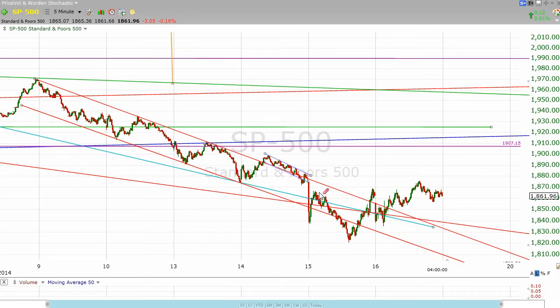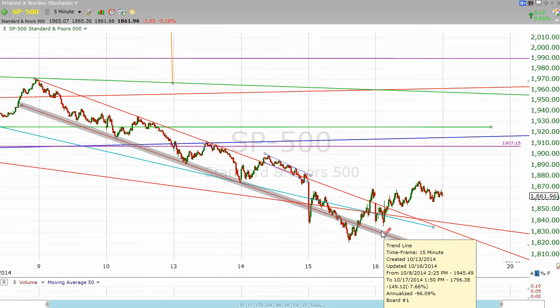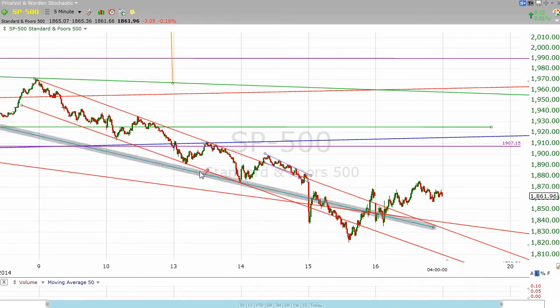Recovered a bit, sold off even deeper. Both the gap and the low yesterday were underneath this trend line. And remember, yesterday we talked about how descending trend lines, when they are broken to the downside, you cannot count on them to really act as resistance.